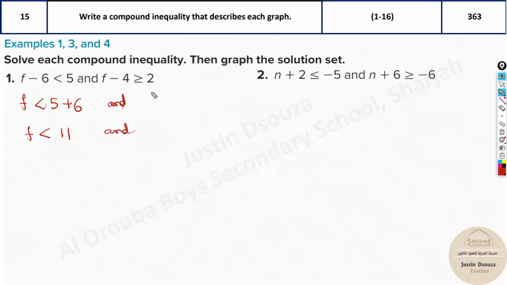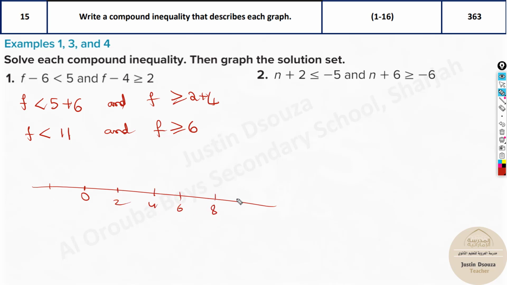And we have f greater than or equal to 2 plus 4. Or we have f is greater than or equal to 6. Isn't it? 2 plus 4 is 6. Now let's try graphing this, okay? Because it's all positive, I'll take 0 over here. This is, say, any number. I'll take 2, 4, 6, 8, 10, 12, 14, and so on, okay?